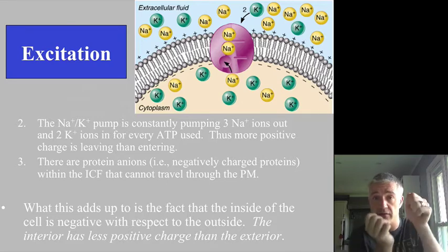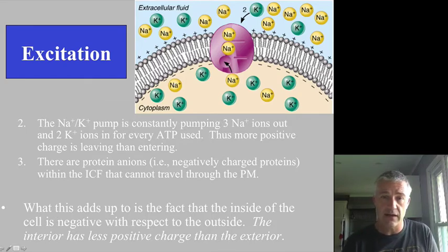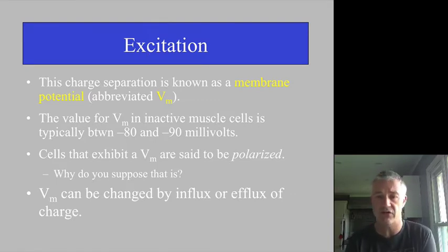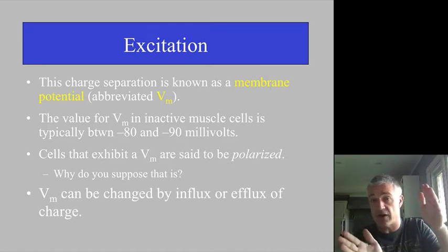If we were able to put little voltmeters on each side of the membrane here, we would get a voltage difference across this membrane. So the inside of the cell is going to be more negative relative to the outside of the cell. This difference across this membrane is what we refer to as membrane potential. The membrane potential is that electrical difference across there.